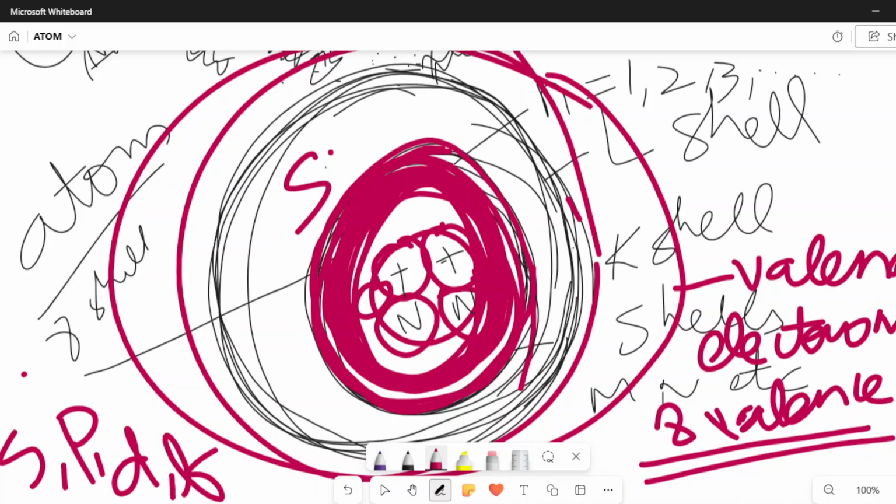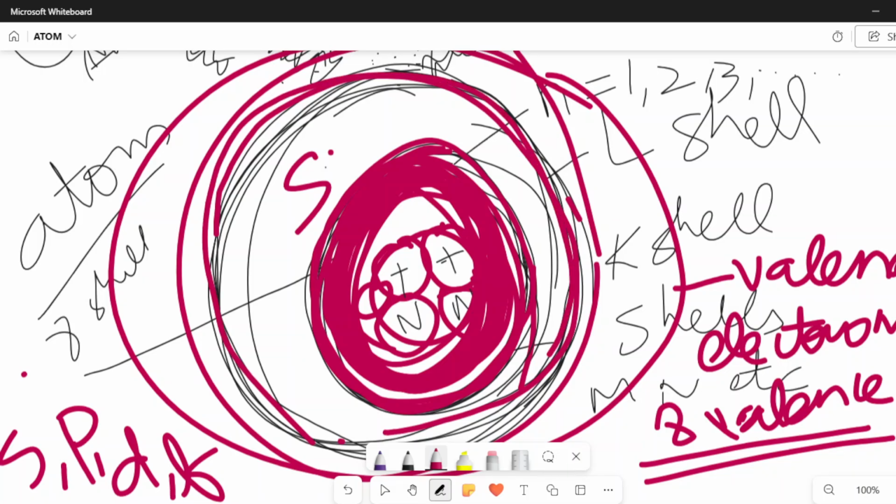That is called your s orbital. Your s orbital will be spherical in nature, in 3D. It's not 2D; in 3D is where the electrons will be present. It can maximum accommodate two electrons. So next comes your L subshell. Okay.